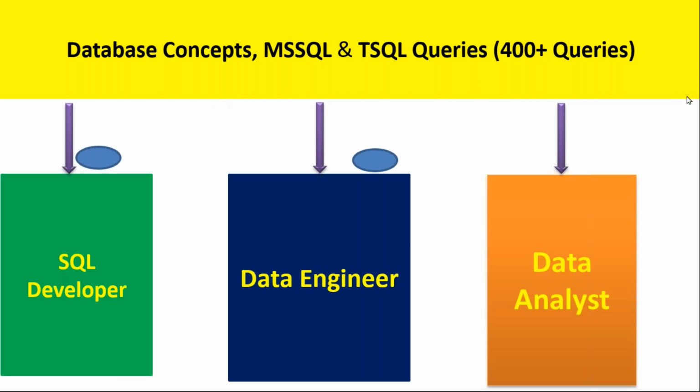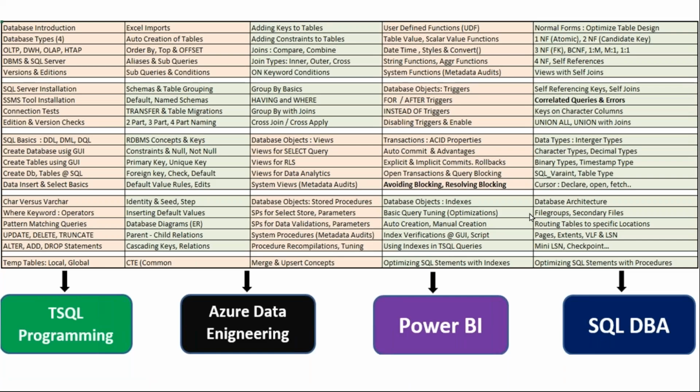I repeat again, no shortcuts. We are into the old method of learning. We'll do it slowly, step by step. So what we learn, 400 queries I said, right? Here it is. I'll provide you all this information today. Take a print copy of this screen. Take 2 to 3 print copies.